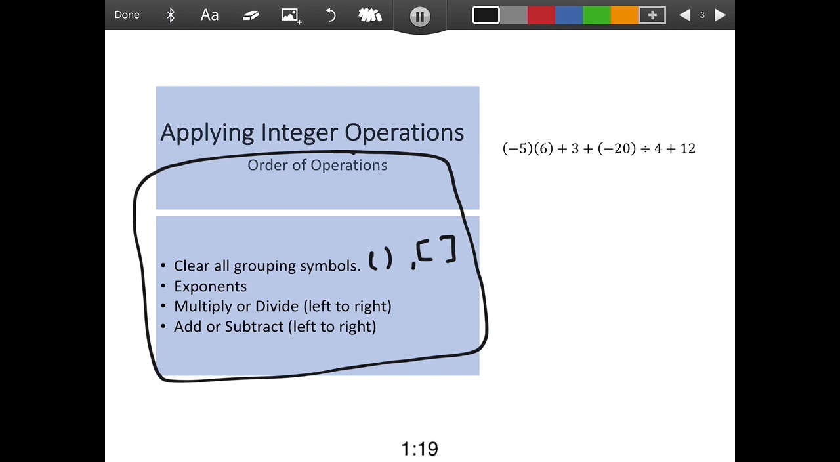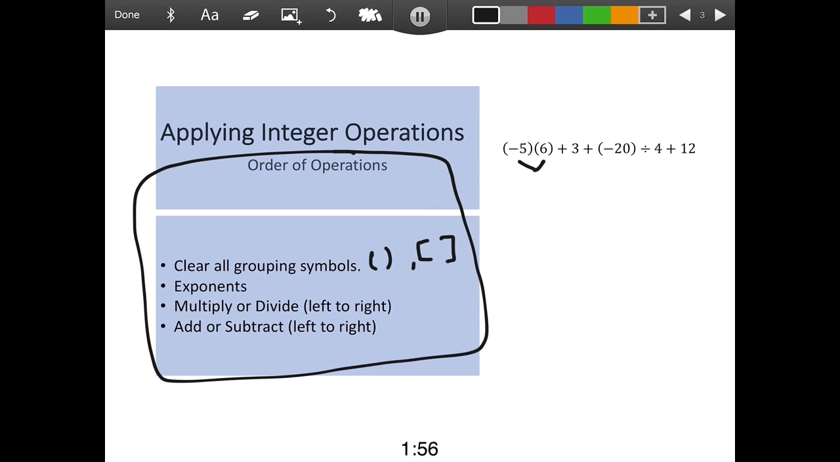So if you'll look at this problem on the side with me, I'm going to work through it. I'm going to show you my step-by-step and how I organize. So I'm looking through this to see if I have any parentheses that is grouping a problem together. And I don't have any groupings. Those parentheses are just separating numbers. So I'm going to go next to exponents. I have no exponents. Now I'm going to look for multiplication or division and work through the problem left to right. So first, I'm going to do -5 times 6.